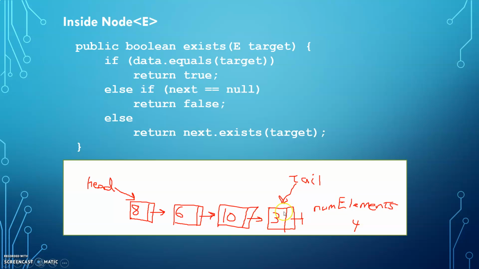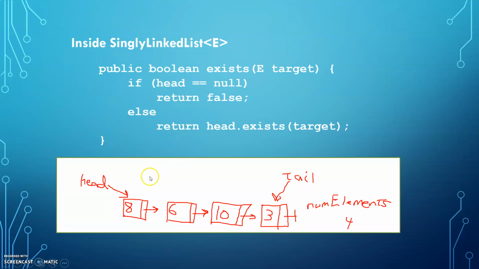So if we get all the way to the end here and haven't found the value that we're searching for, this is going to return false to here, which is returning false to here, which is returning false to here, which is returning false to the singly linked list. If we had begun this process on this list, and suppose we were searching for 10.